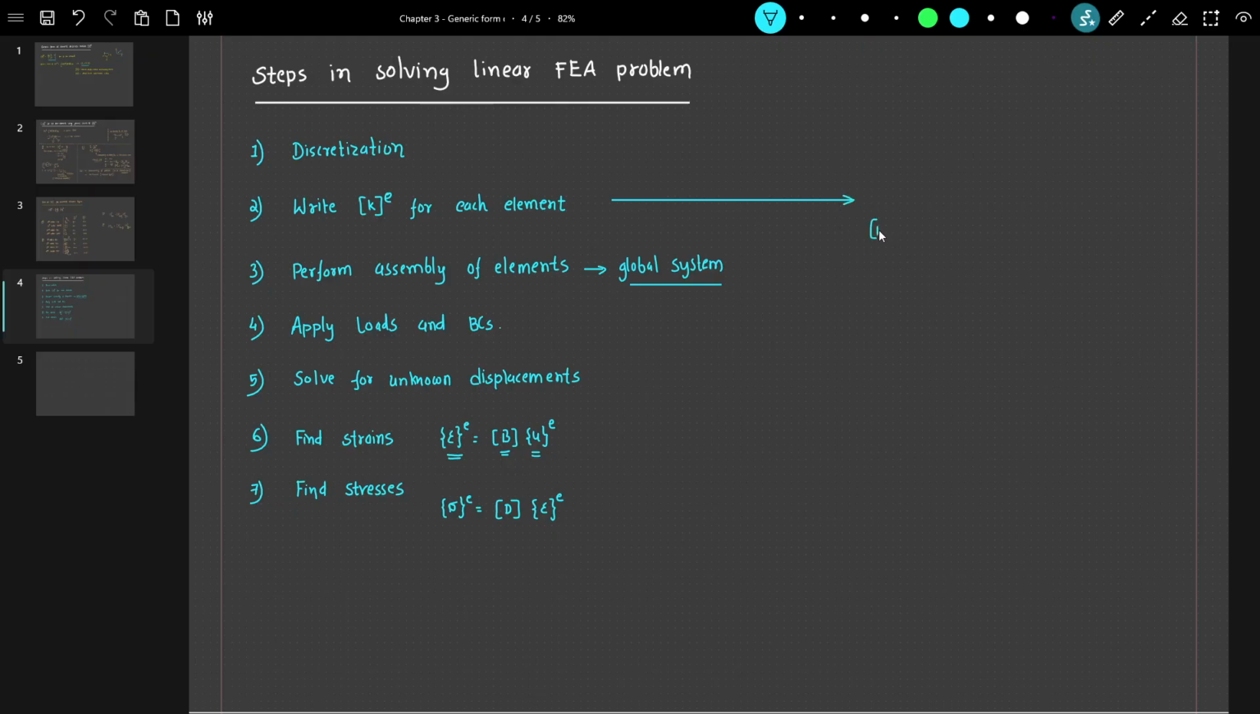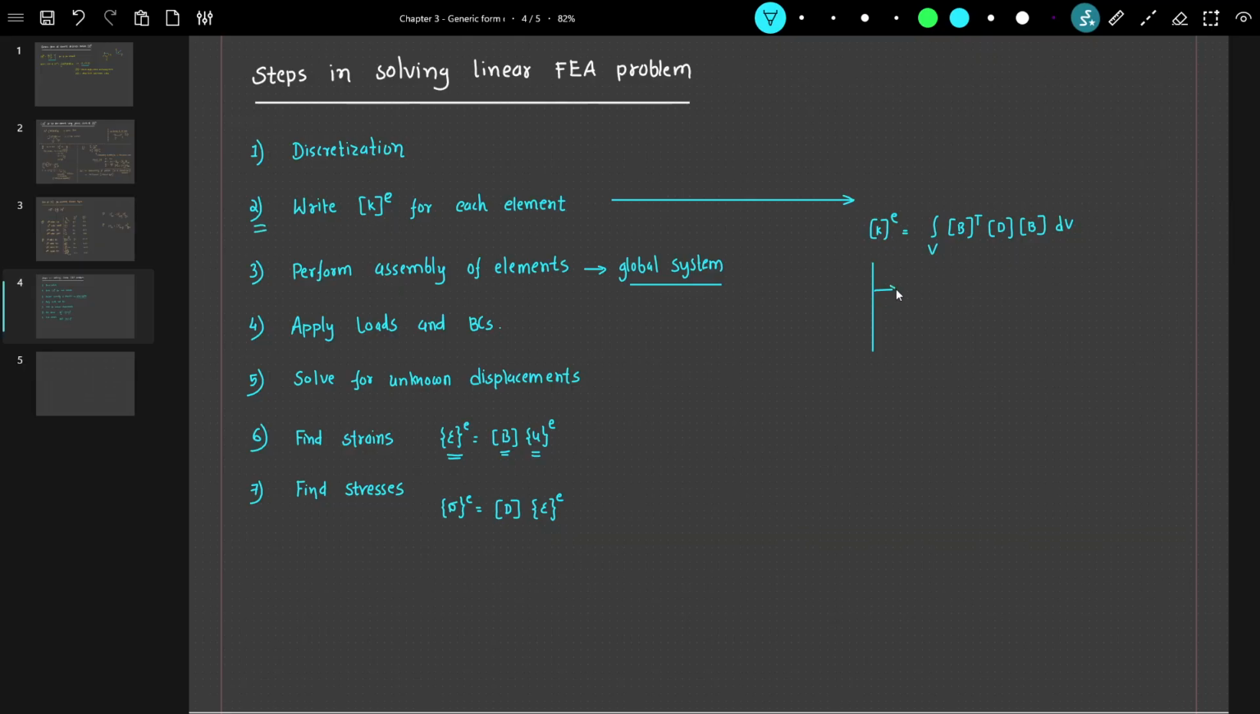So we know the element stiffness matrix generic form. It is the integration over volume of B transpose D B dV. So now we have seen this. Now let's see what the steps are within this step. So we will see the sub steps for this step number 2.